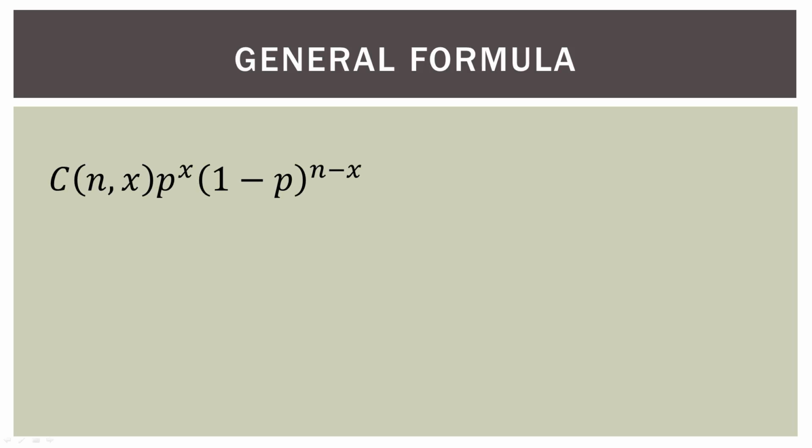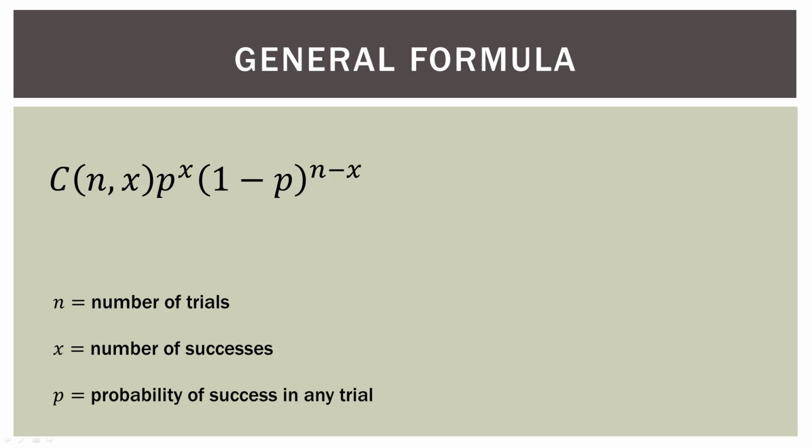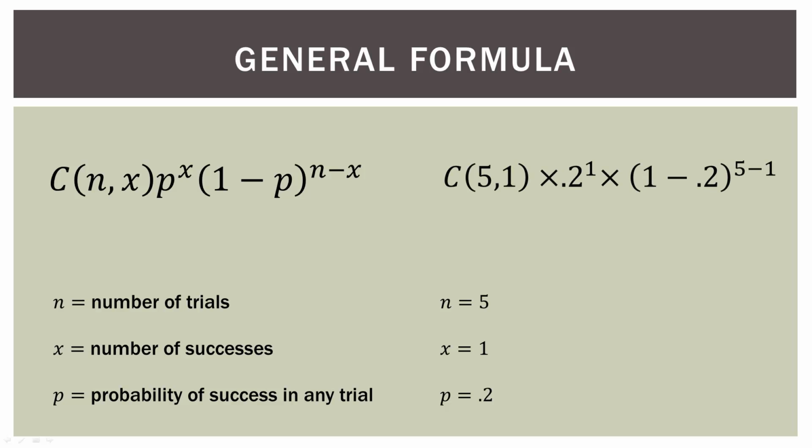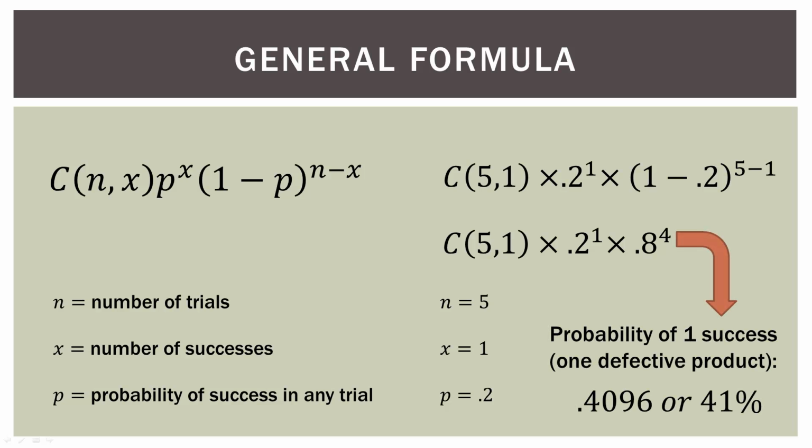So here's our general formula, which we already covered. So n is the number of trials, x is the number of successes, and p is the probability of success in any given trial. So in that previous example, we had n equals 5, number of successes was 1, and our probability of success, which was a defective product, was 0.2. So we just went ahead and plugged that into our formula, and we came up with 0.4096, or about 41%. So the probability of one defective product in 5 trials of selection is about 41%.